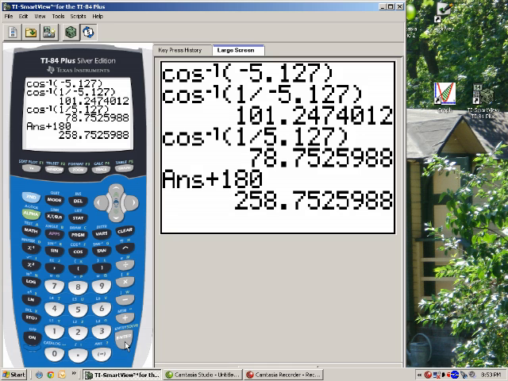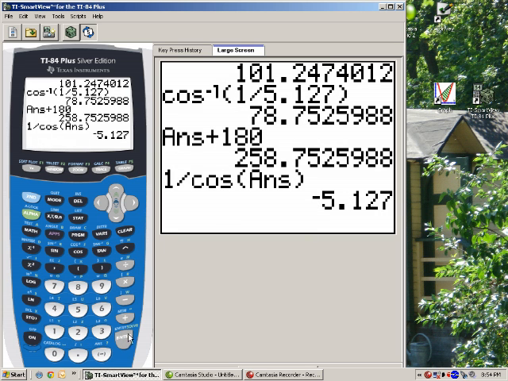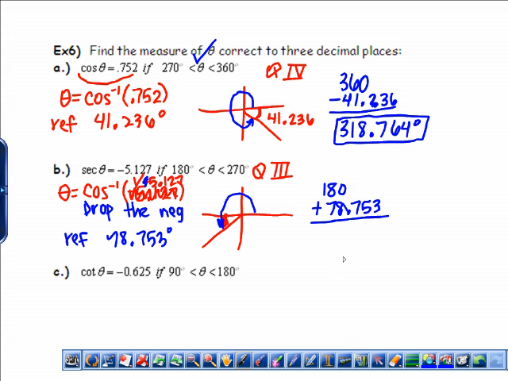When I do this, notice both that I get an answer between 180 and 270. And if I take secant of this, and the way I would take secant is to do 1 divided by cosine of my answer, notice that I do get the negative 5.127 that I started with, so I know that my answer is correct. So 258.753 is my final answer.